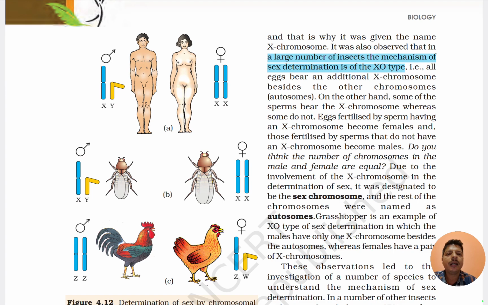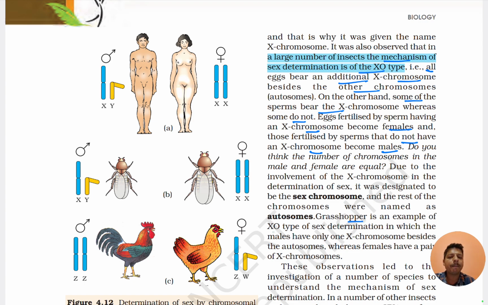A large number of insects show the XO type of sex determination. That is, all eggs bear an additional X chromosome beside the other chromosomes. On the other hand, some of the sperm bear the X chromosome, whereas some do not. Eggs fertilized by sperm having the X chromosome become female. Those fertilized by sperm which do not have the X chromosome become male.